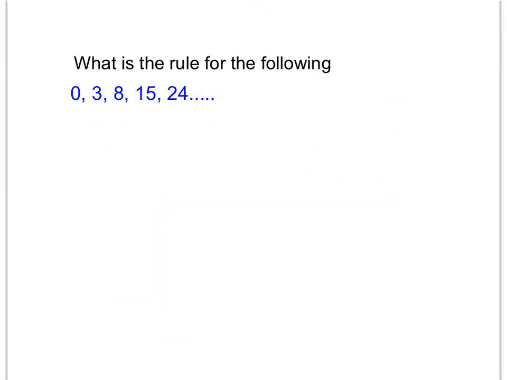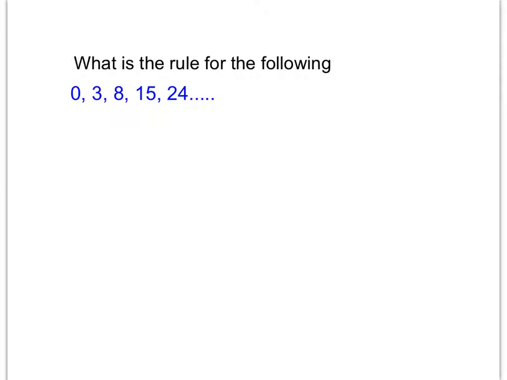Okay, let's figure out a rule for the following sequence. A sub 1 is 0, a sub 2 is 3, a sub 3 is 8, a sub 4 is 15, a sub 5 is 24. Do we see a pattern?